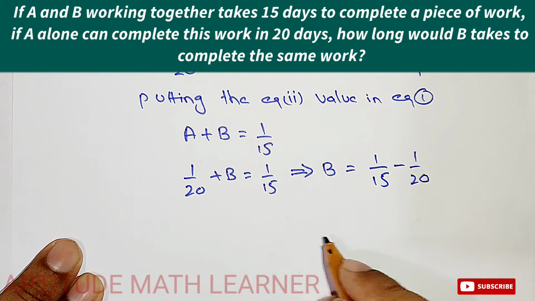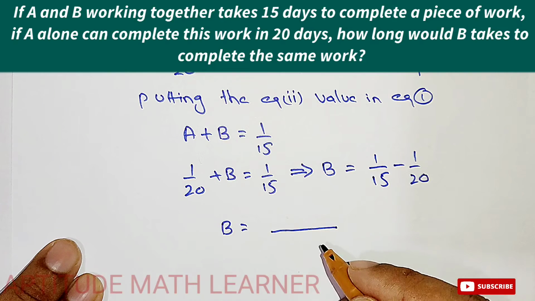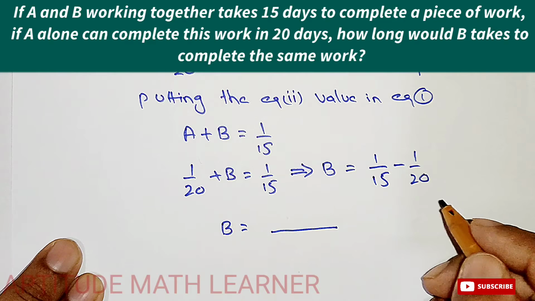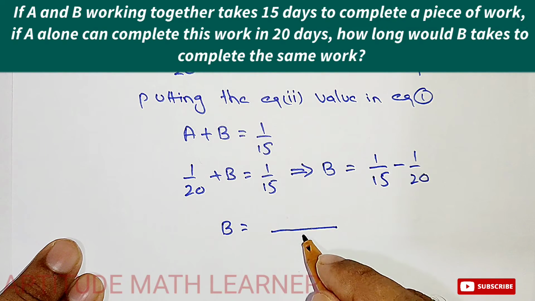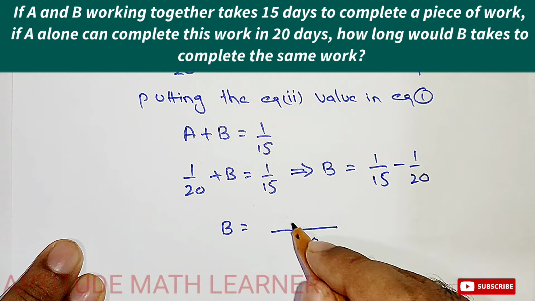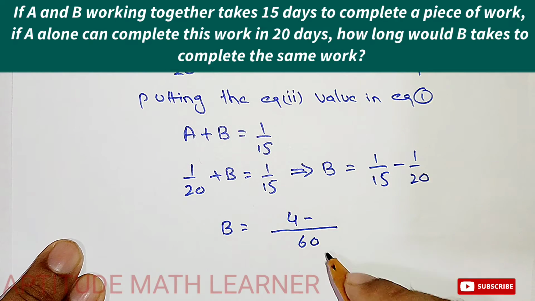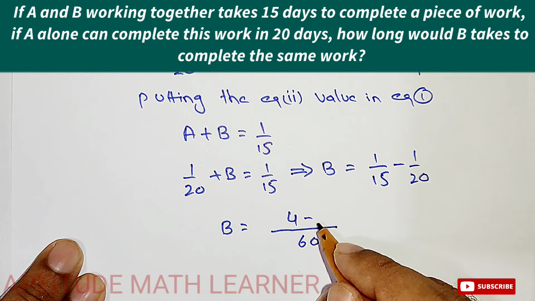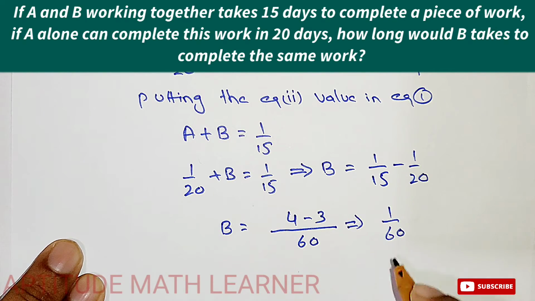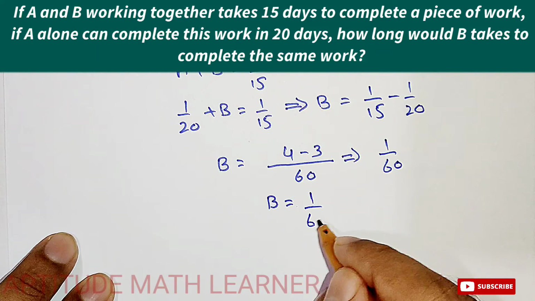After the calculation we get B is equal to, and here we take the LCM. What will be the LCM of 15 and 20? Taking out the LCM we get 60, and further solving, 60 divided by 15 is 4. So we write 4 minus, and 60 divided by 20 is 3. So here we get 1 upon 60. So again you see that B is equal to 1 upon 60.